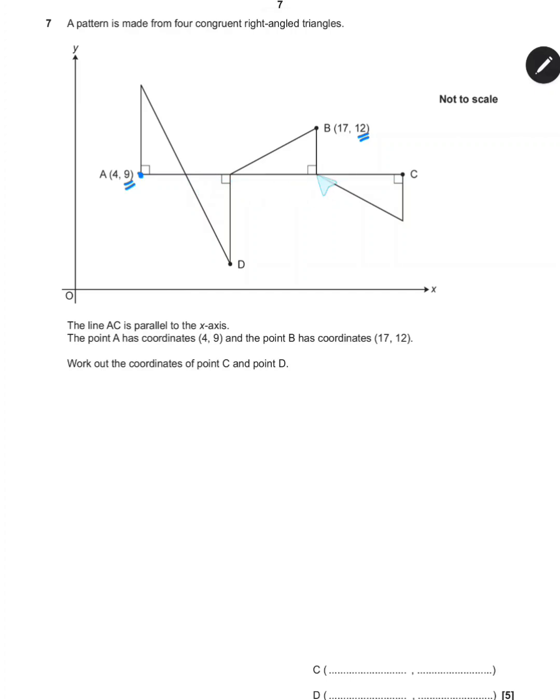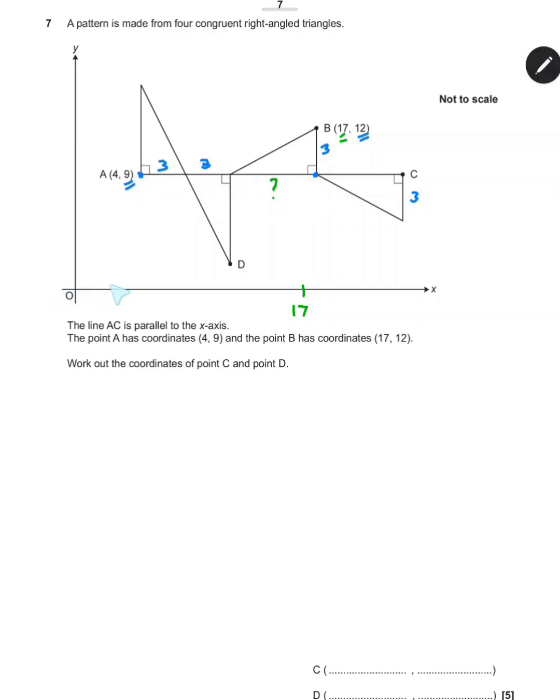And if we go from 9 high up to 12 high, then we know that this distance must be 3, the difference between 9 and 12. So what I'm going to do is mark 3 on anywhere where I see the bottom of one of these triangles. So that's 3 and that's 3. The triangle is 3 across at the bottom. What we also know is that B here is across to 17. So someone's come all the way across to 17 to plot point B.